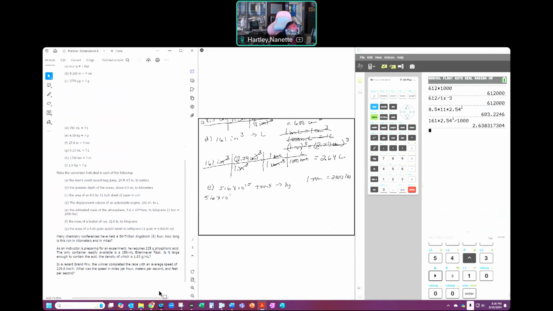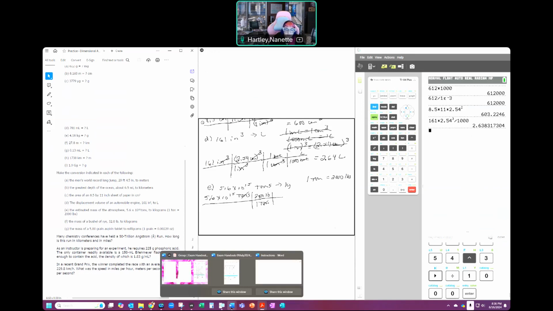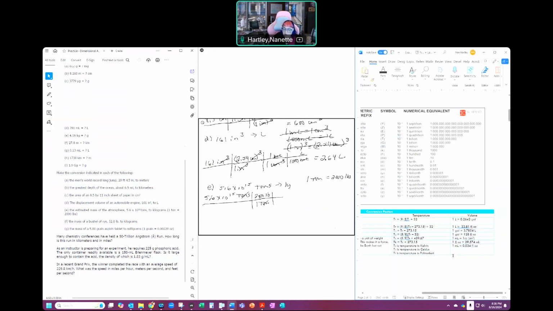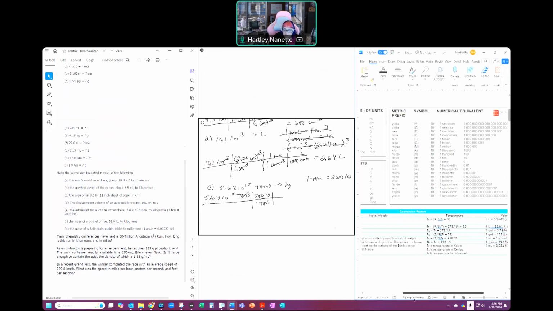5.6 times 10 to the 15th ton. I know that 1 ton is 2,000 pounds. Okay, so now I'm out of tons and now I'm in pounds. I'm in pounds, I'm not in grams or kilograms or any of the things that I'm hoping to be in. So let's take a look over here, see what we got with this. We want to be looking at our masses.